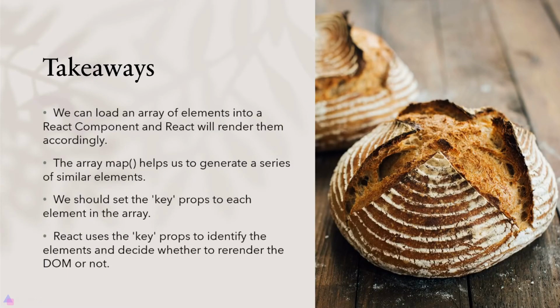Alright, key takeaways for this lesson. We can load an array of elements into a React component, and React will render them accordingly. The array function map is incredibly useful to help us generate a series of similar elements. We should set the key props to each element in the array, and React uses the key props to identify the elements and decide whether to re-render the DOM or not.